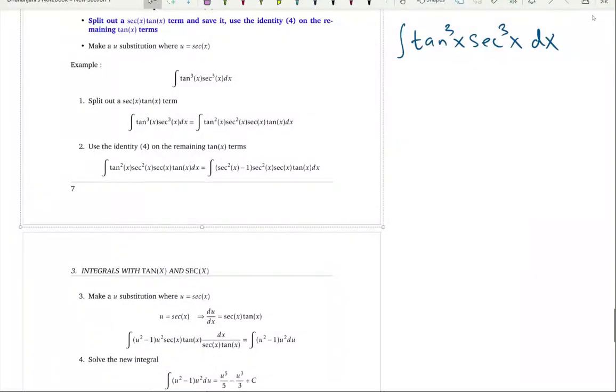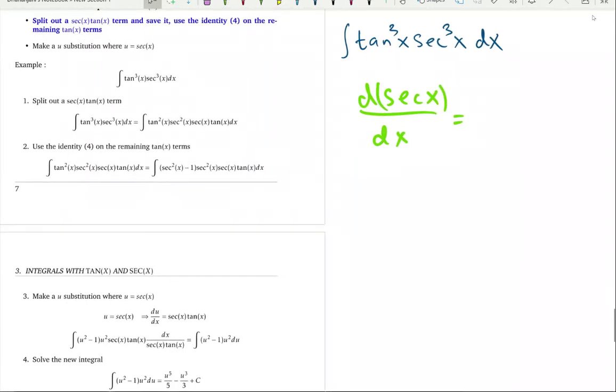Alright, hello everyone. So let's discuss our second case here, when the power of tangent function is odd. We have, for example, tangent cube times secant cube to integrate. The fact that we need right now is the derivative of secant. What is the derivative of secant? The derivative of secant is actually secant times tangent.